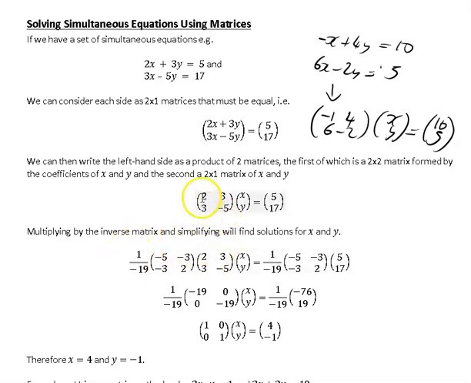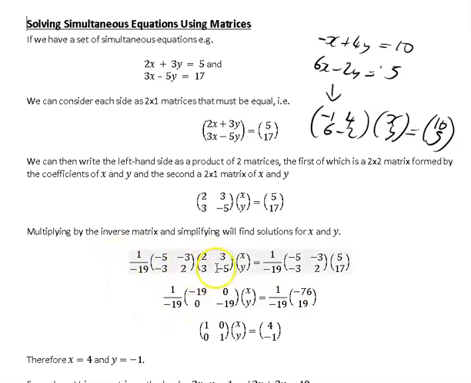So the inverse of this thing, leading diagonal will be 2 times minus 5, take away 3 times 3. So it's going to be minus 10 minus 9, which is minus 19. So this is 1 over the determinant, and switch the elements in the leading diagonal and change the sign of the other elements. Okay, this bit, really, you're cheating, so I would leave this line out, to be honest.